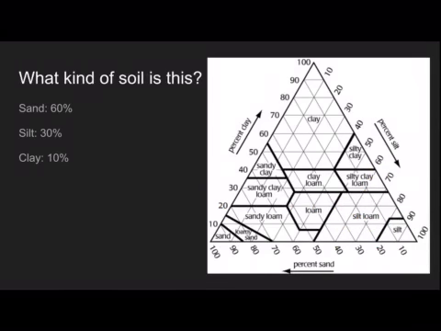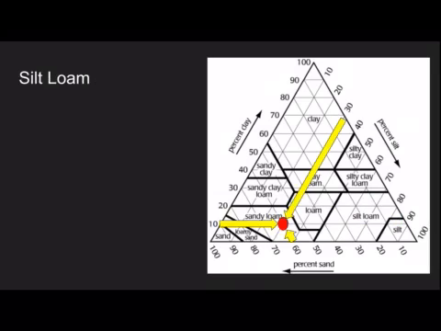So let's work through more examples. We have a soil that contains 60% sand, 30% silt, and 10% clay. Now I'll give you a few seconds to pause this video so you can try to solve this yourselves. Alright, so if you guys got silt loam or sandy loam for an answer, you're correct.